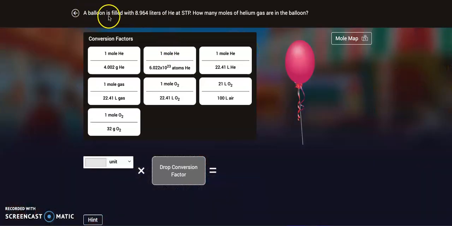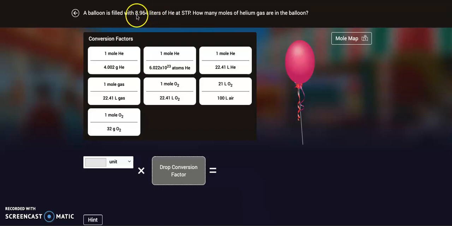A balloon is filled with 8.964 liters of helium at STP. How many moles of helium gas are in the balloon? STP simply stands for standard temperature and pressure. When we say STP, it just means that you don't have to worry about what the temperature in the room is or what pressure the balloon is under. We can just work with what we're given.